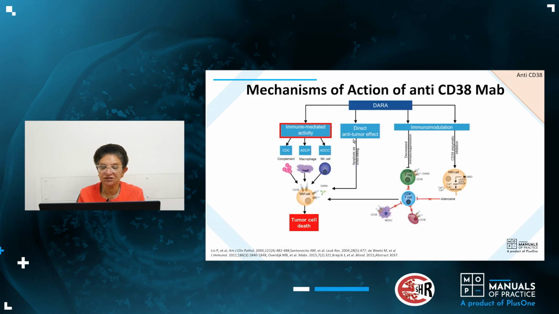Another monoclonal antibody is the anti-CD38 monoclonal antibody daratumumab, which can act on the myeloma cell by immune-mediated activity, antibody-dependent cytotoxicity, direct anti-tumor effect, and by immunomodulation and by acting on the bone marrow stromal cells. And in many ways, it can affect the complement or the macrophage or the natural killer cell and can activate them to kill the myeloma cell.